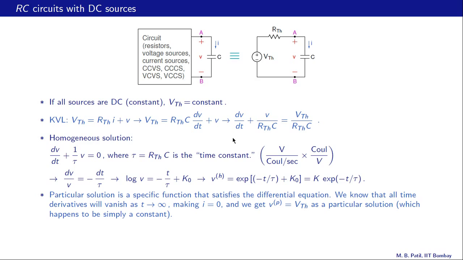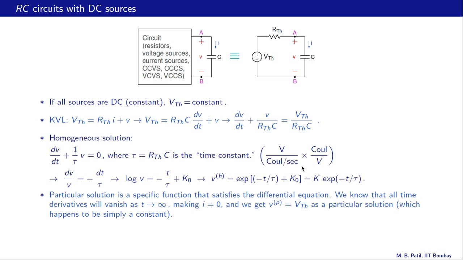And in RC circuits, also RL circuits, it is very convenient to think of the steady state, and that can be used as a particular solution. And we do that as follows. We know that all time derivatives vanish as t tends to infinity. That makes the current equal to 0 for a capacitor, because the current is I equal to C dV/dt. If V becomes constant, then I becomes 0. And then we get V particular, indicated here with this superscript, equal to VTH for this specific case.